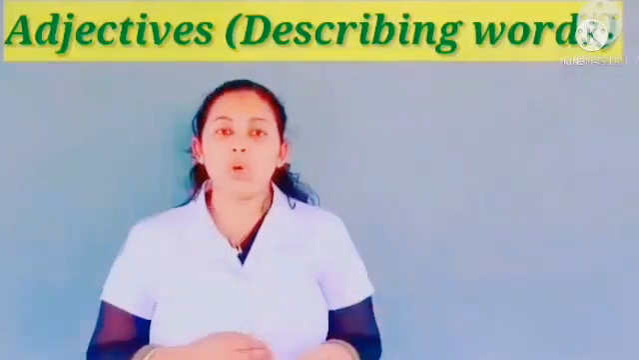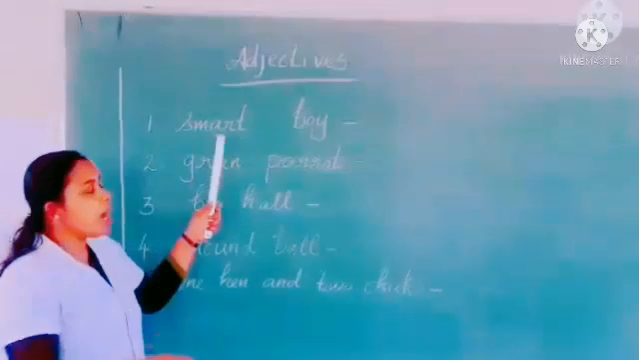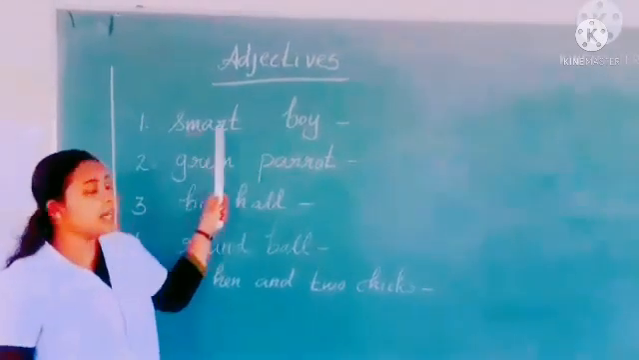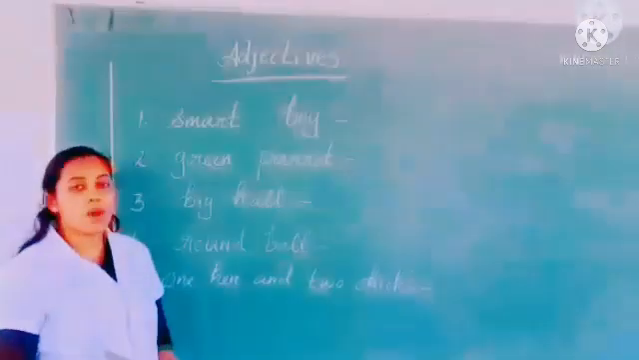And the words for number, colors, size and shape are also adjectives. When we are using numbers or colors, size or shape of any nouns, those also are adjectives. And we can see the examples. So look at the example. The first one is smart ball. Here which is a noun?